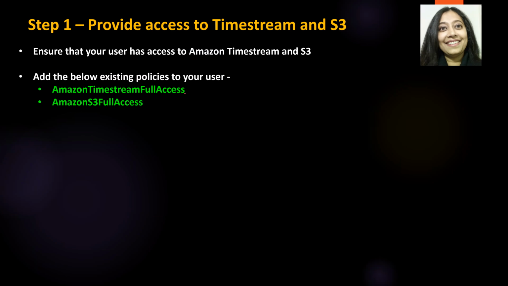Step 1. Please ensure that your user has access to Amazon Timestream and S3. If you can verify your access, or if you do not have access to IAM policies, etc., please ensure that whoever your admin or your root user is, they grant you access to these two particular policies. It may be for a short time so that you can complete the lab successfully. So Amazon Timestream full access and S3 full access is what is needed for this particular lab.